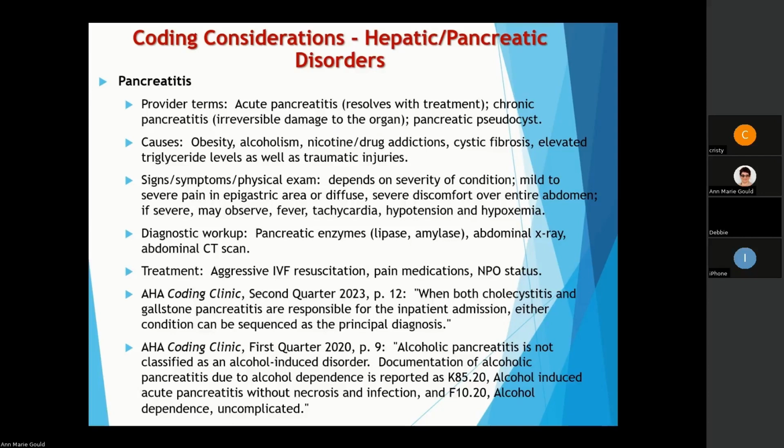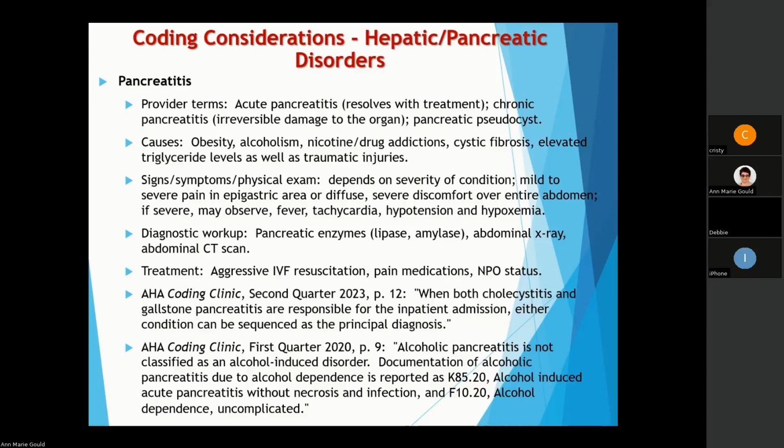Your AHA Coding Clinic second quarter 2023, page 12 says, when both cholecystitis and gallstone pancreatitis are responsible for the inpatient admission, either condition can be sequenced as the principal diagnosis. Sometimes patients come in with acute cholecystitis going on, but then when they're doing all the imaging, they find they have gallstone pancreatitis. So you can put the cholecystitis or your gallstone pancreatitis as the PDX.